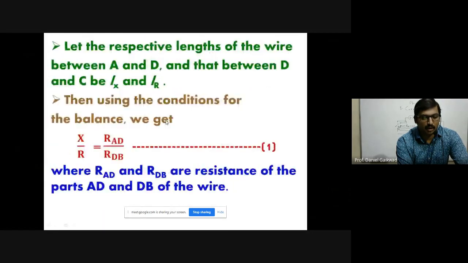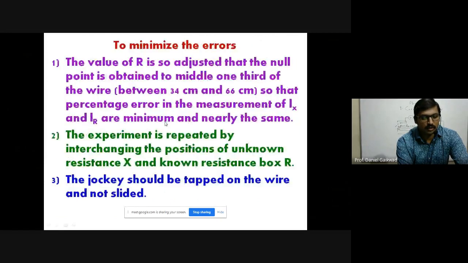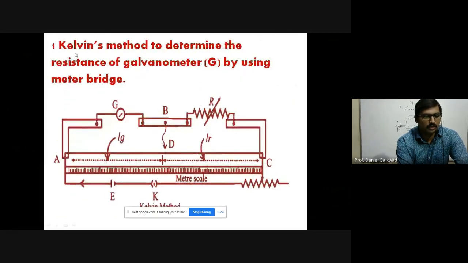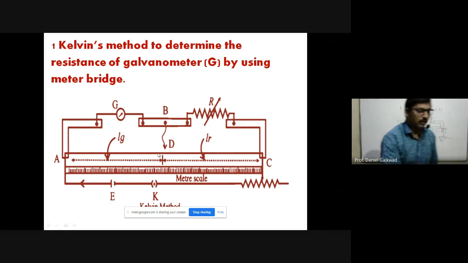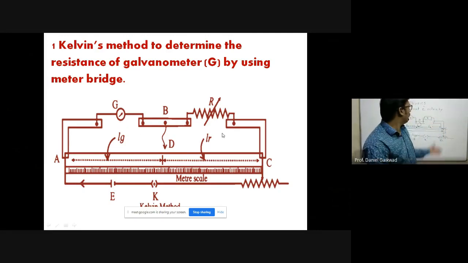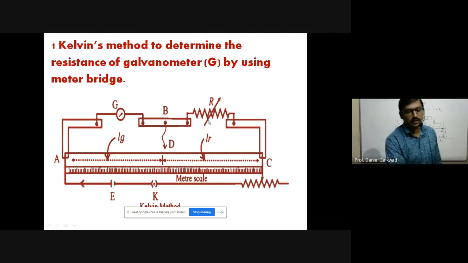And now we begin with the next application of the meter bridge, Kelvin's method, to determine the resistance of a galvanometer G using the meter bridge. This circuit we have already drawn on the board. On the left hand side we have the galvanometer G, and on the right hand side we have the resistance box R.